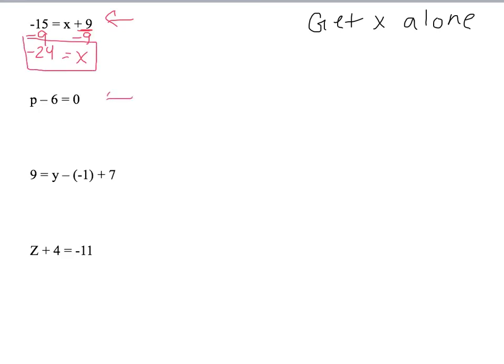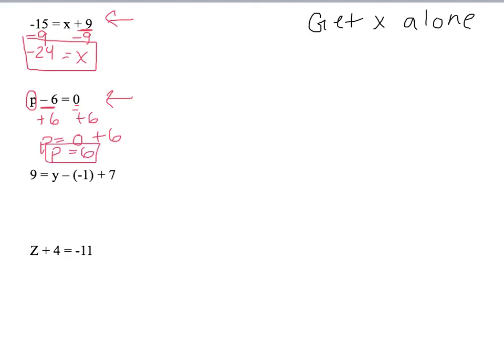Next we have p minus 6 equals 0. On this side we have nothing, but that doesn't matter because we're still trying to solve for p and get p by itself. So in order to get p by itself, we have to get rid of this negative 6. And the way to get rid of negative 6 is to add 6. So p minus 6 plus 6 would equal just p. So we will add 6 to each side. So we get p equals 0 plus 6. 0 plus 6 is just 6. So p equals 6.